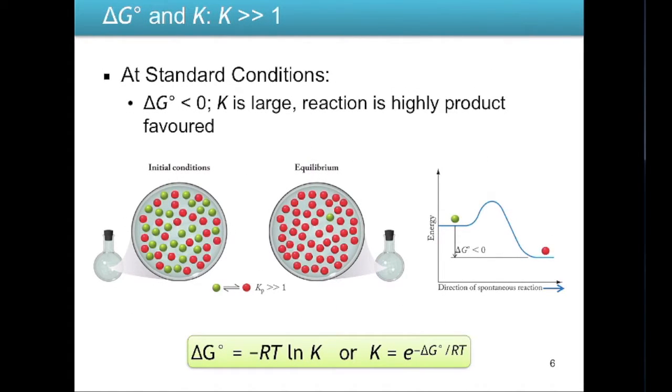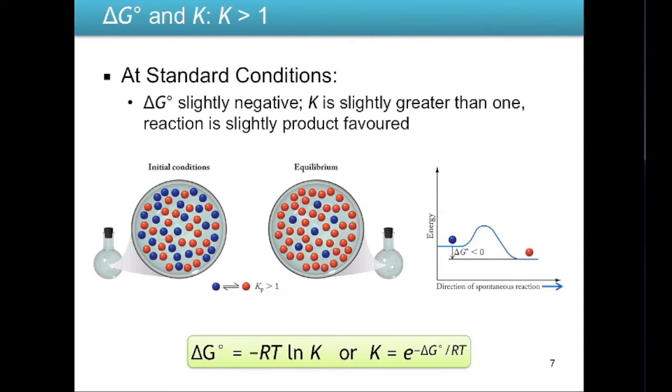So if we have an equilibrium constant that is much greater than 1, we know that this reaction is product favored, so at equilibrium there will be more products than there are reactants. When we're talking about thermodynamics, that means that delta G is going to be less than 0. And if you remember these energy diagrams from previous chapters, remember that because the activation energy is smaller in the forward direction than it is in the reverse direction, that means that the reaction is going to be product favored. Okay, so again, at equilibrium, there will be a higher concentration of products than there are reactants.